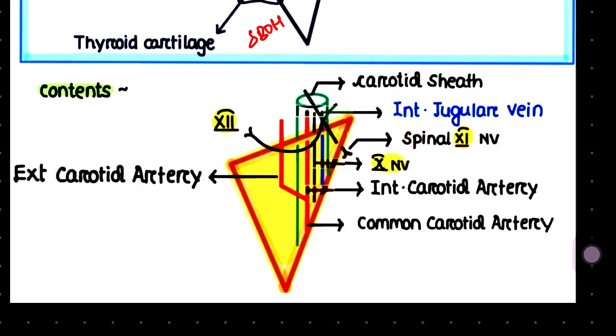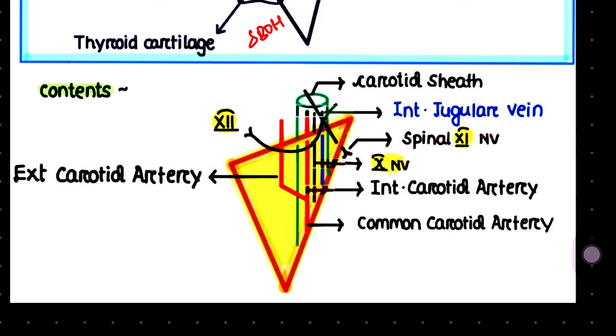Similarly, moving further, we have the 12th cranial nerve, the hypoglossal nerve. It will supply the tongue region. So if you see clearly, we'll find the 10th, the 11th and the 12th cranial nerves. These are all contents of our carotid triangle.